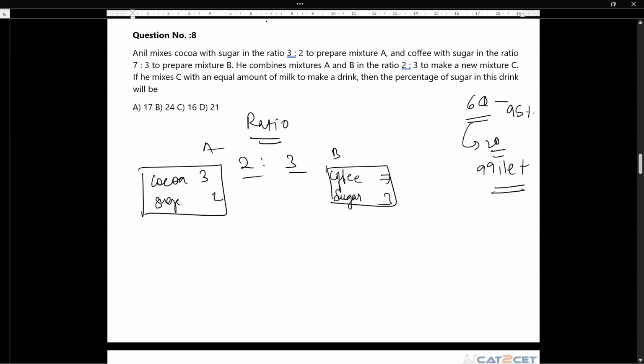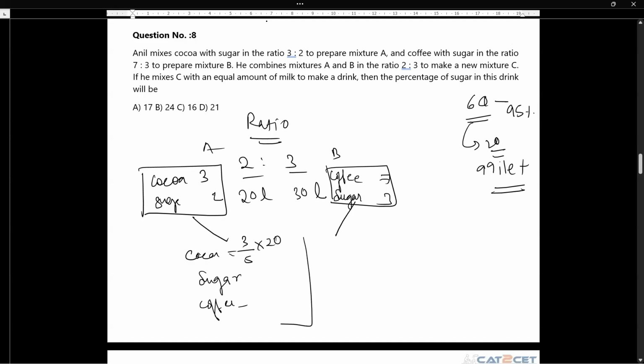So let me tell you guys, if a ratio of mixtures is given like this, assume it to be 20 liters, assume it to be 30 liters. Now in a mixture, I will do that. Cocoa will be 3/5 into 20. So this is the basic. Find the concentration of cocoa, sugar, both of them, plus coffee from container B. When you are done with this step, you are done with half of the question. Now see that equal amount of milk is mixed and the percentage of sugar you can calculate.